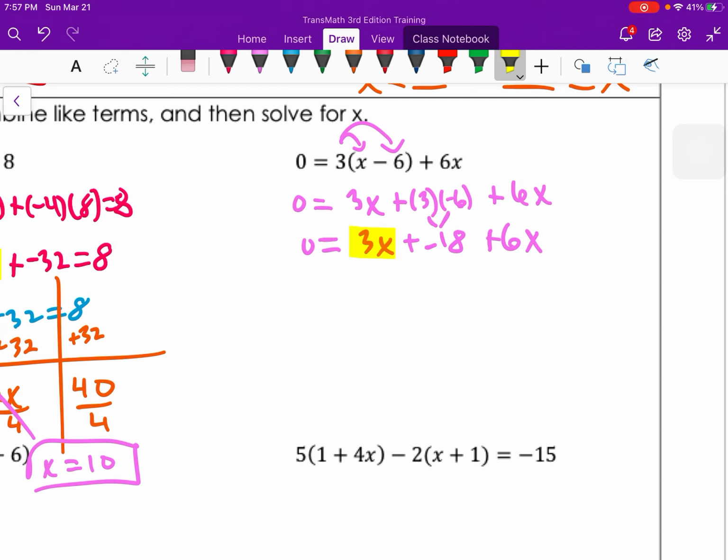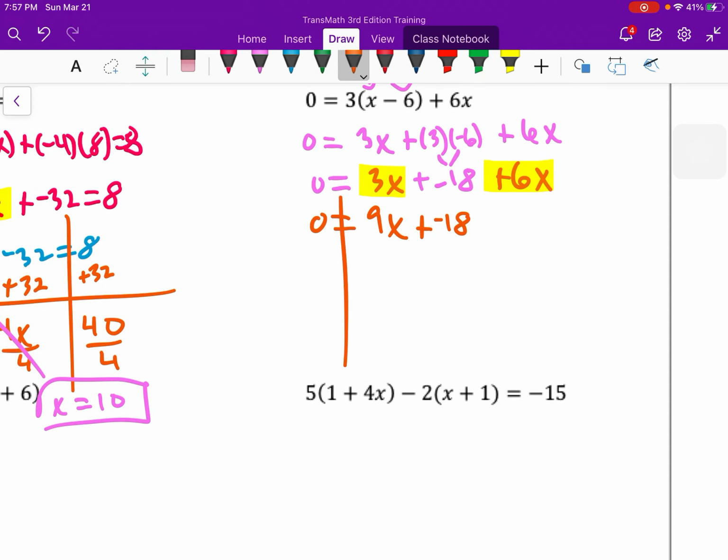So I do have some like terms, 3x plus 6x. That sum is 9x plus a negative 18. So now I'm simplified down where I can solve for x. So I want x by itself, so my inverse operation of plus negative 18 is going to be to add 18 to both sides.